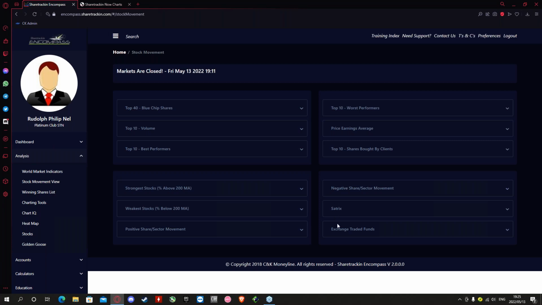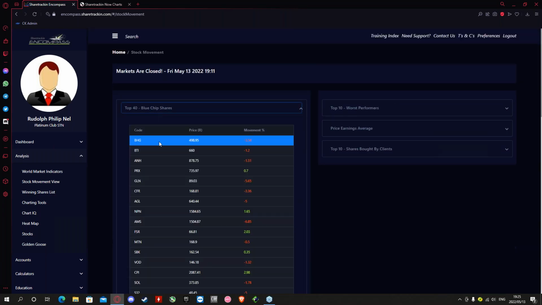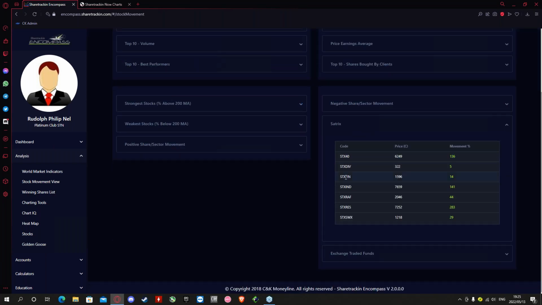So Satchex and ETFs, you can buy them on the software, but they're groupings of shares. For instance, STX 40 would be a grouping of your top 40 blue chip shares. STX Fin would be a grouping of all your financials, and STX IND would be a grouping of all your industrials. So you can trade with them on the software.